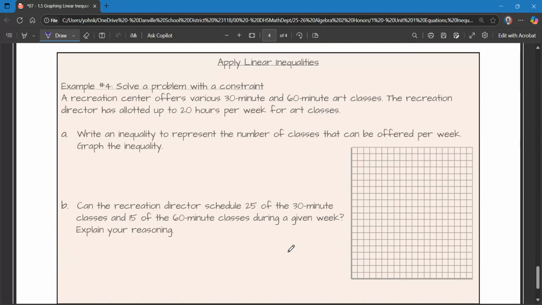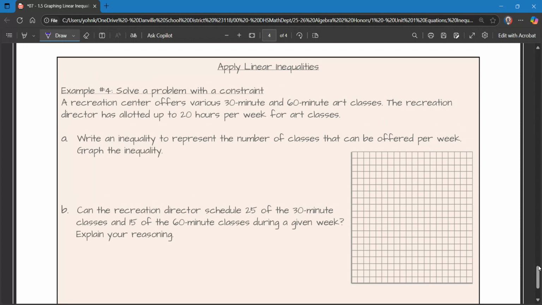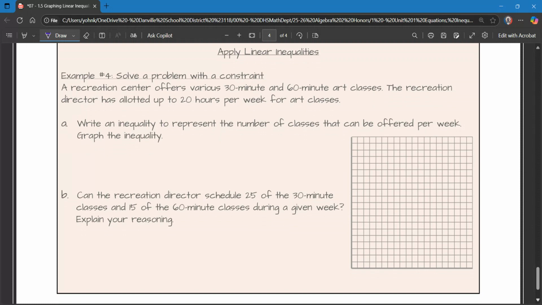Okay, let's do one more example like this. A recreation center offers various 30-minute and 60-minute art classes. The recreation director has allotted up to 20 hours per week for art class. Part A, write an inequality to represent the number of classes that can be offered per week and graph the inequality. Okay, well this one doesn't give you any letters, so you get to choose. I'm going to let X be the 30-minute classes and Y be the 60-minute classes. So I'm going to label over here X and Y. Now the other thing that you should notice is that the total is given in hours, but the variables are given in minutes. So I either need to change everything to minutes or I need to change everything to hours.